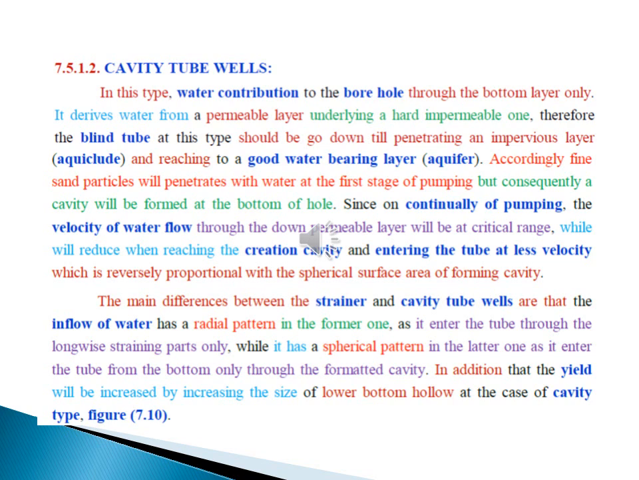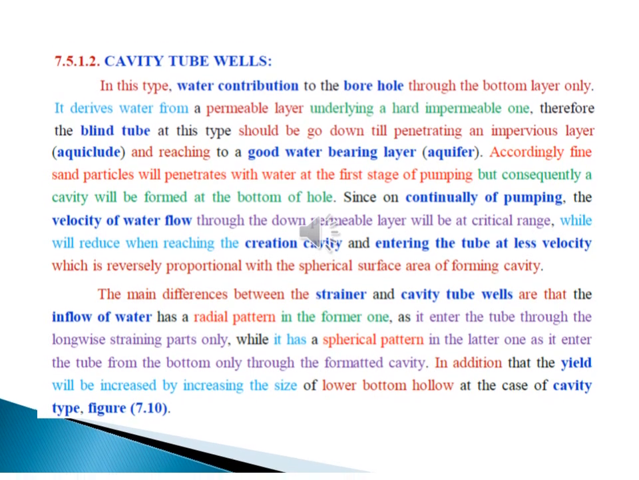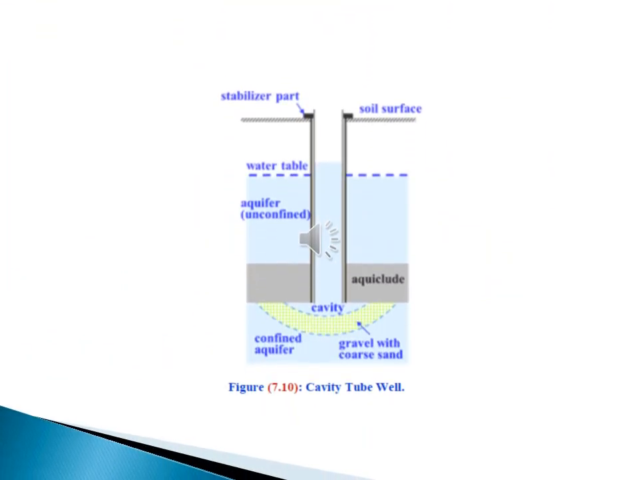The main difference between the strainer and cavity tube wells is that the inflow of water has a radial pattern in the former, as it enters the tube through the long wide straining part only, while it has a spherical pattern in the latter, as it enters the tube from the bottom only through the formed cavity, as illustrated in the enclosed figure. Figure showing the cavity tube well. My dear, look at the formed cavity at the bottom of this one.